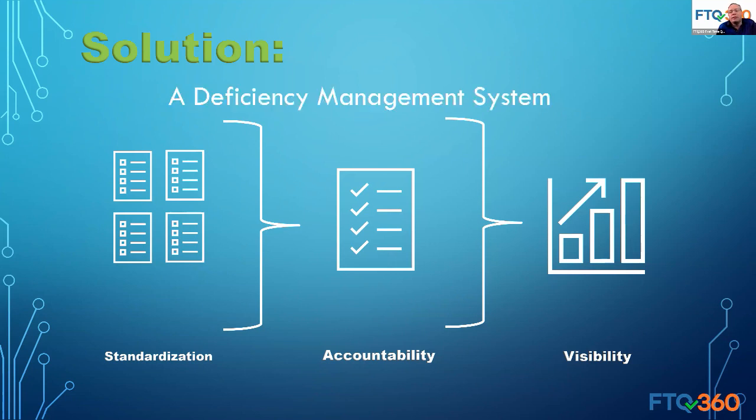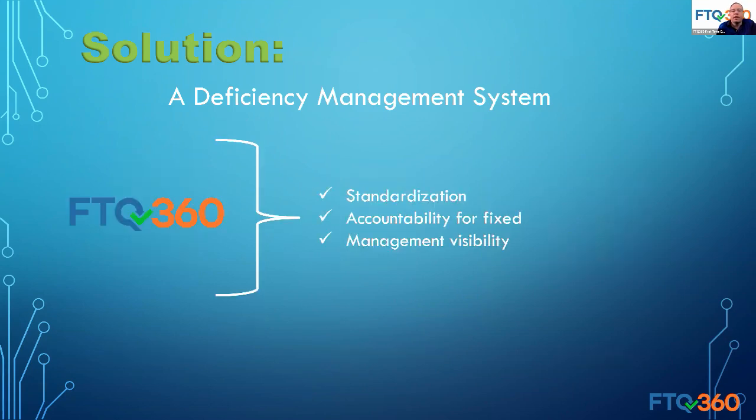And so these steps create a deficiency management system. It standardizes documentation and communication and provides accountability and visibility of what deficiencies are fixed and what's still out there. And FTQ360 provides that deficiency management system in a very efficient, easy to use app. And I'm going to go over that with you. Let me just bring that up here.